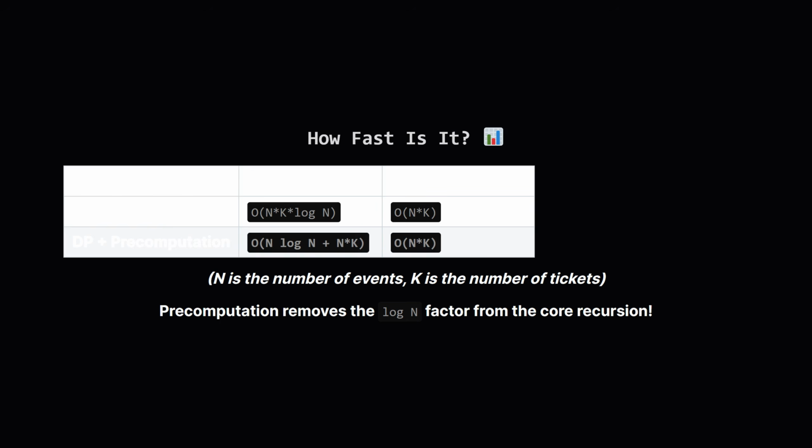So let's compare their performance. The first approach involves sorting, which is big O of n log n. Then, the dynamic programming part had n times k states, and each one performed a log n binary search. In our optimized version, the pre-computation step takes n log n time. But once that's done, our main DP function only has n times k states, and each one is now a constant time operation. This means we've effectively removed that log n factor from the most expensive part of the algorithm, which is a huge win. For space, both need about n times k for the memoization cache.